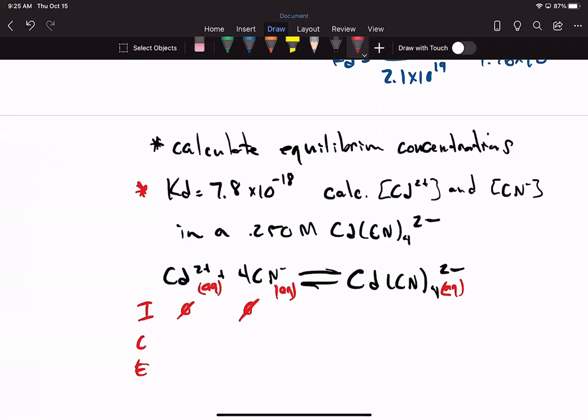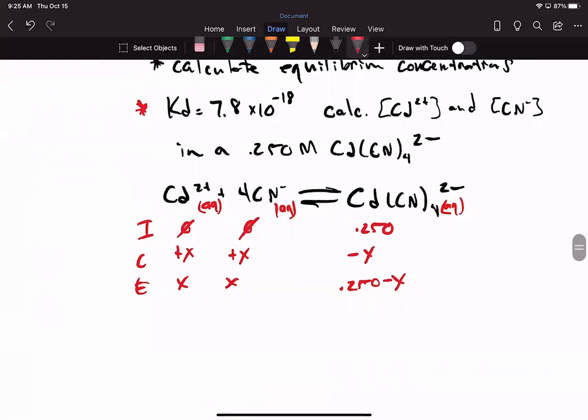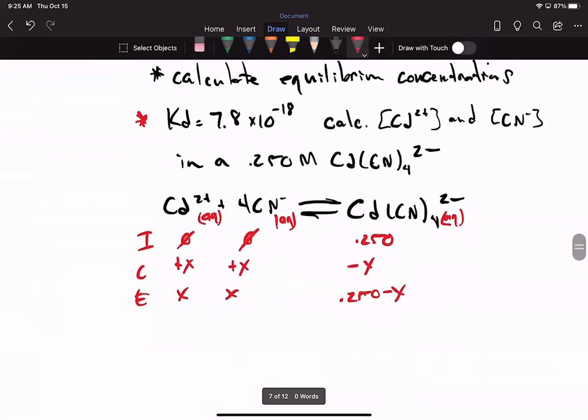So initially here, I don't have any of this, I don't have any of this, but I do have 0.250 here. So it's going to be plus x, minus x, 0.250 minus x. All right. So our KD at this point, and calculate equilibrium concentrations.